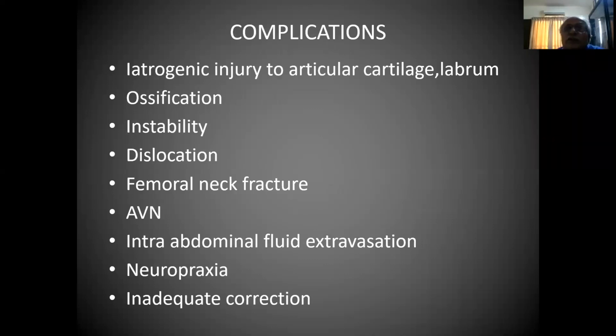Complications: iatrogenic injuries to the labrum. Post surgery, a lot of ossification has been reported, myositis type of ossification. And once that develops, I think the results are very, very poor. Instability: people have reported dislocation also, but we have not seen any. Femoral neck fracture, once you do too much damage. AVN. Intra-abdominal fluid extravasation can take place because of your portal of entry. Neuropraxia of the pudendal nerve, inadequate correction. These are some of the complications.